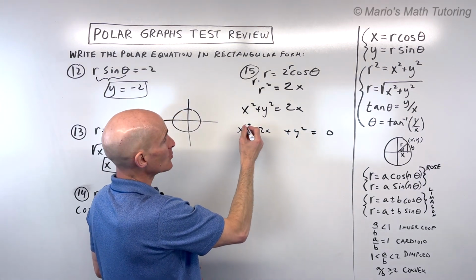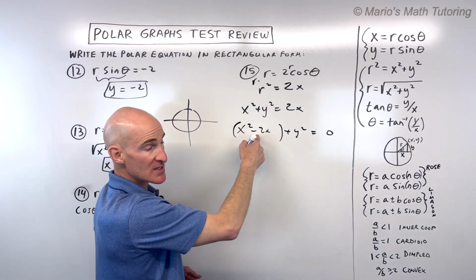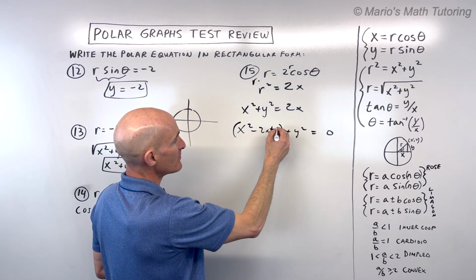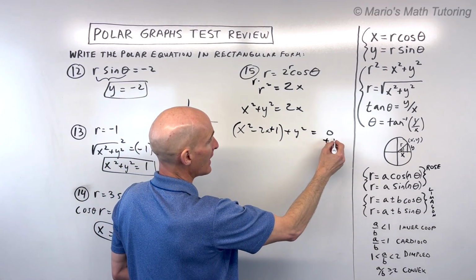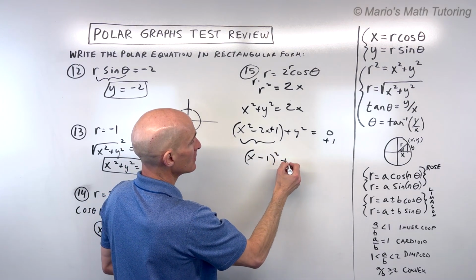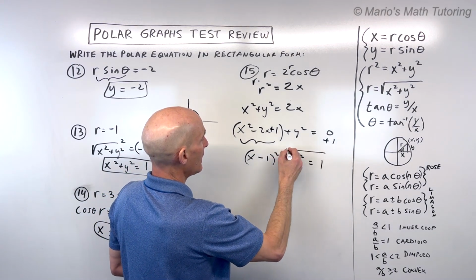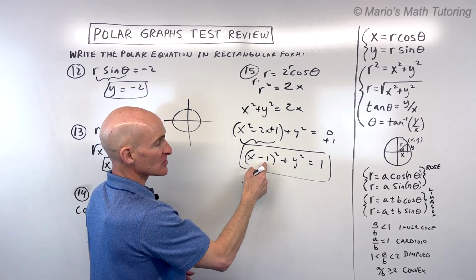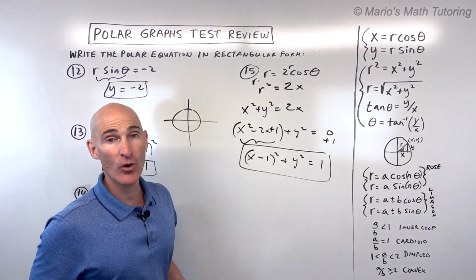I'm going to complete the square. I'm going to say half of negative 2 is negative 1. Negative 1 squared is positive 1. If I add 1 to the left, I want to add 1 to the right. And then if I factor this, this is a perfect square. And I can see there's the center of my circle, 1, 0, and it has a radius of 1.